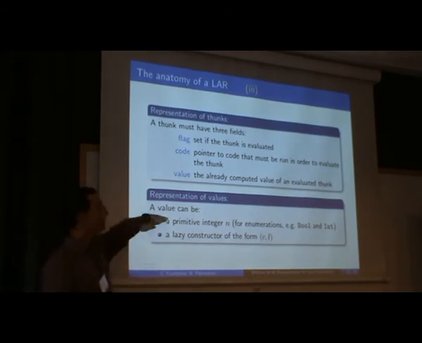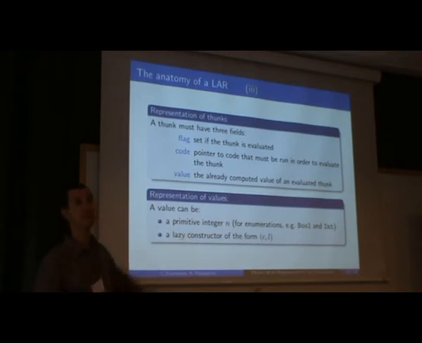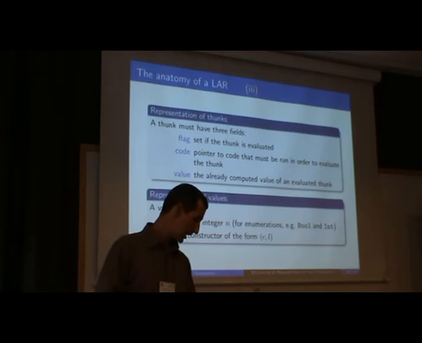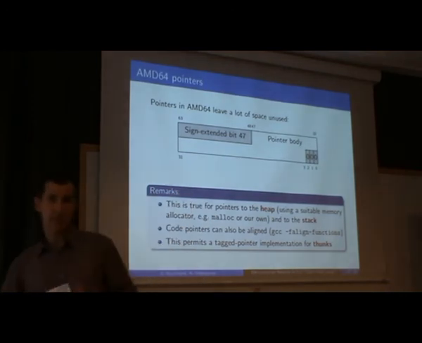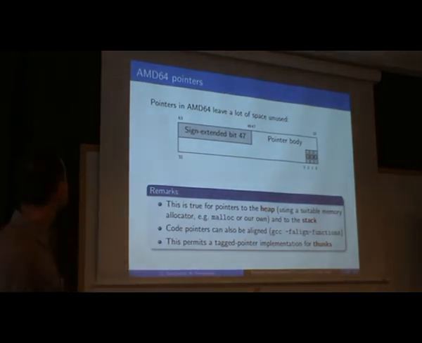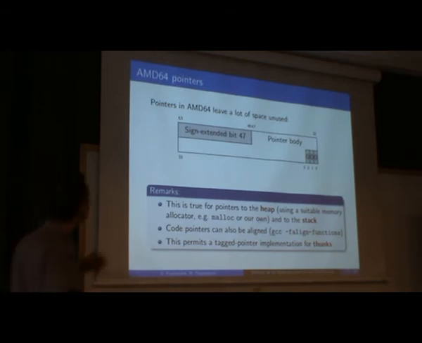Our values can be primitive, like integers, and they can also be lars, which represent lazy constructors for data types. So now this brings us to the end of the talk, and the next few slides are going to explain the optimization that we are suggesting.